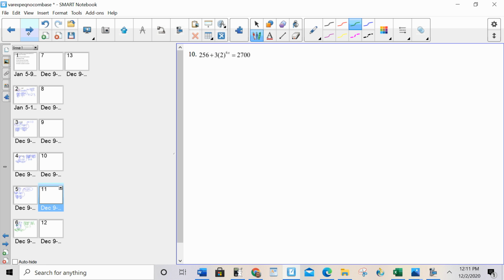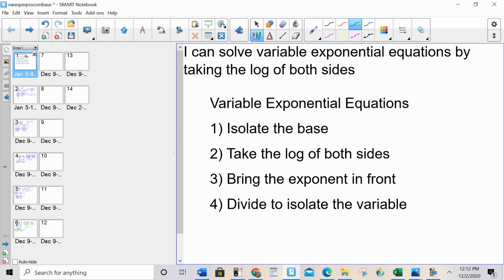I don't really see the need to go over any more of them, so I'm not. Your classwork/homework is going to be to finish just variable exponential equations. It is a very important topic, so make sure that you're comfortable with it. And again, to solve variable exponential equations, we're going to isolate the base by adding or subtracting first, dividing last.